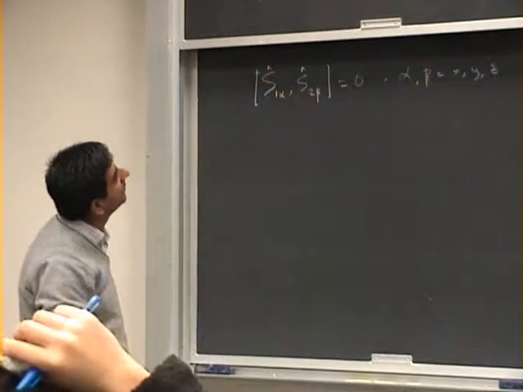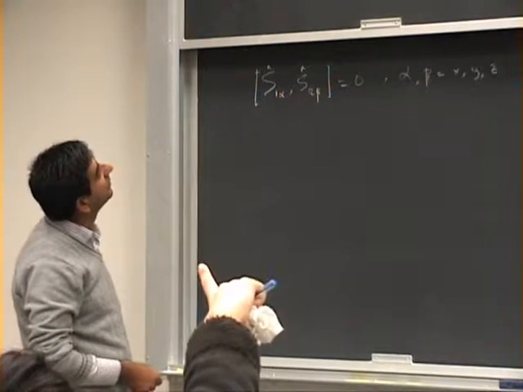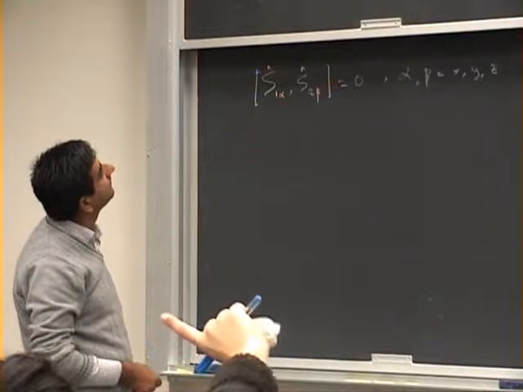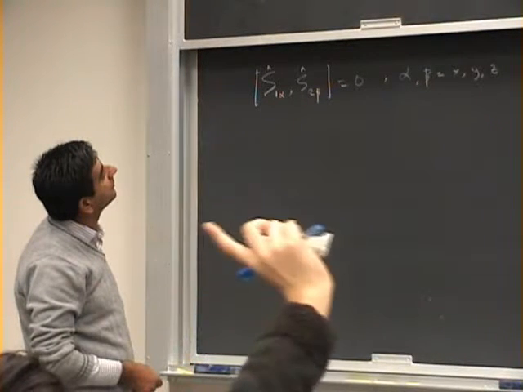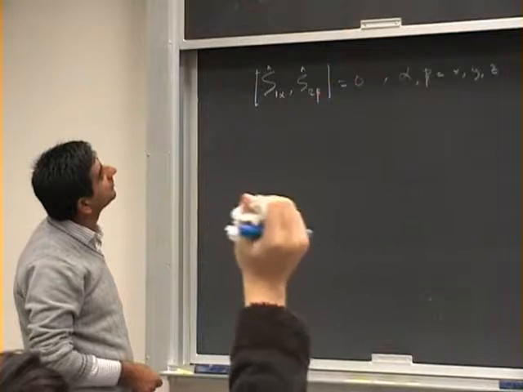Sorry? At the top line. A ket C is a product with a ket C, right?